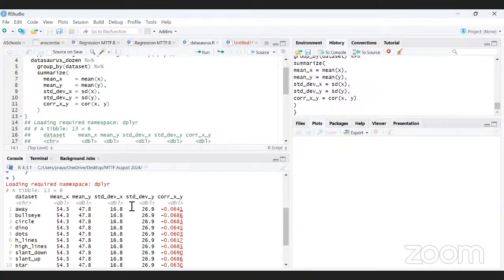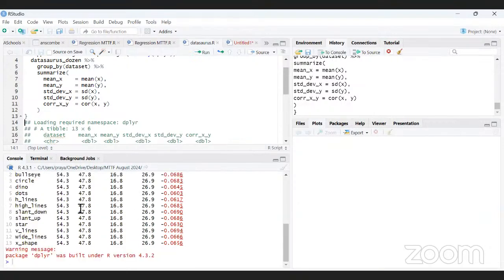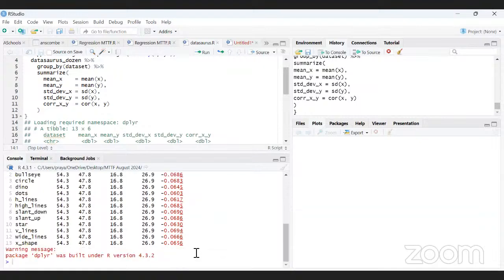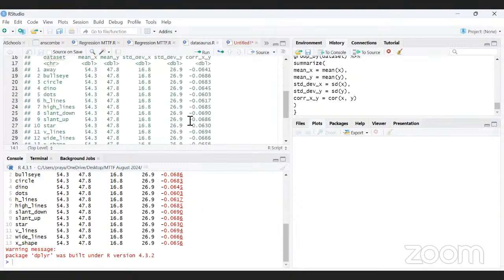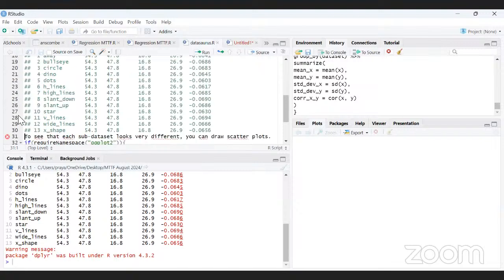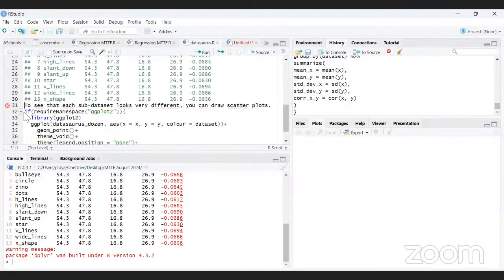So first is the given data, right? Which data I showed you here. And you could see that all the means of x are similar, all the means of y are similar, the standard deviation of x and the standard deviation of y are similar, and the correlation is also similar up to 2 decimal points, right? Clear?